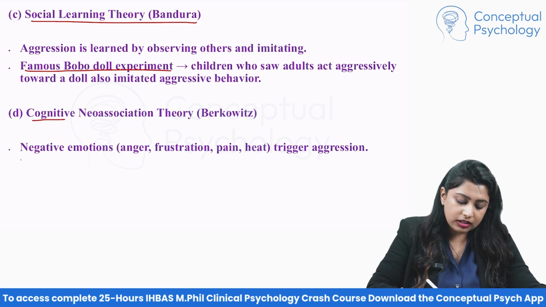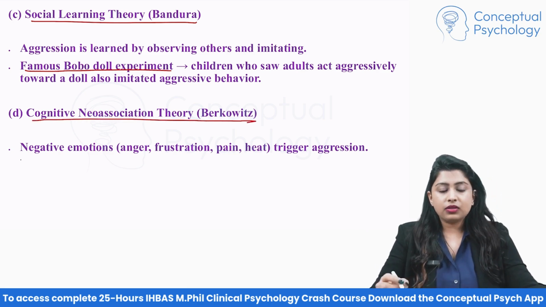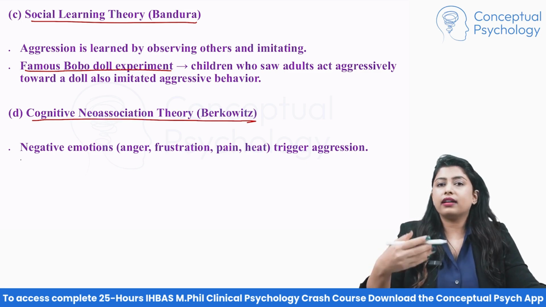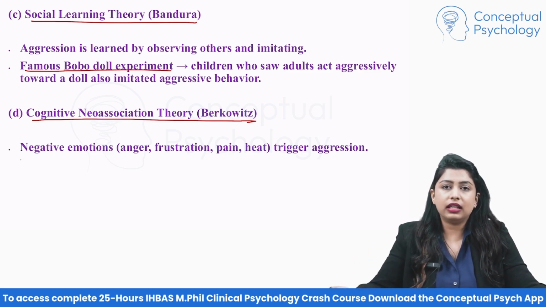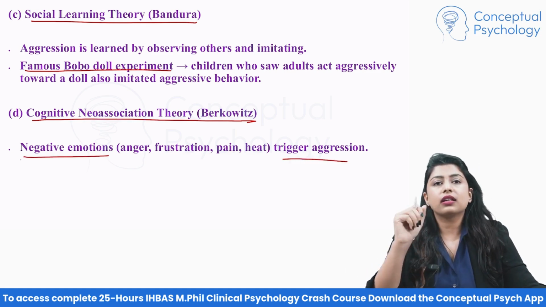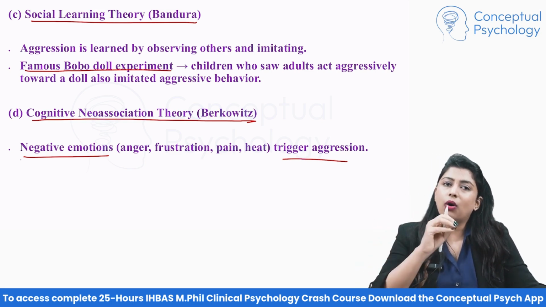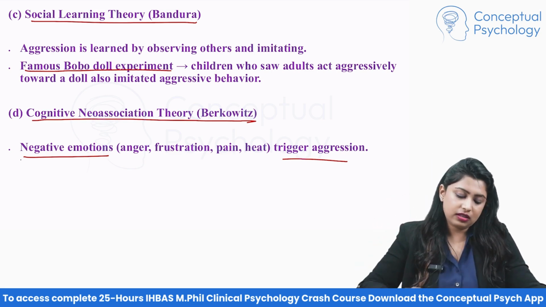Then comes the cognitive neo-association theory given by Berkowitz. So the negative emotions, which are anger, frustration, pain, heat, they trigger aggression, right? So people are more likely to honk aggressively in hot weather traffic jams.